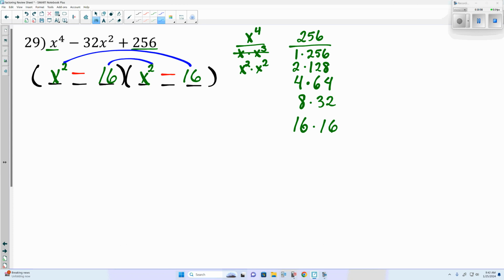Now we can check this here. X squared times negative 16 is negative 16x squared. Negative 16 times x squared is that the middle term we wanted? Yes. So is that a lot different than what we did? No. It is pretty much the same exact process. It's just instead of having x squared and x, we have x to the fourth and x squared.